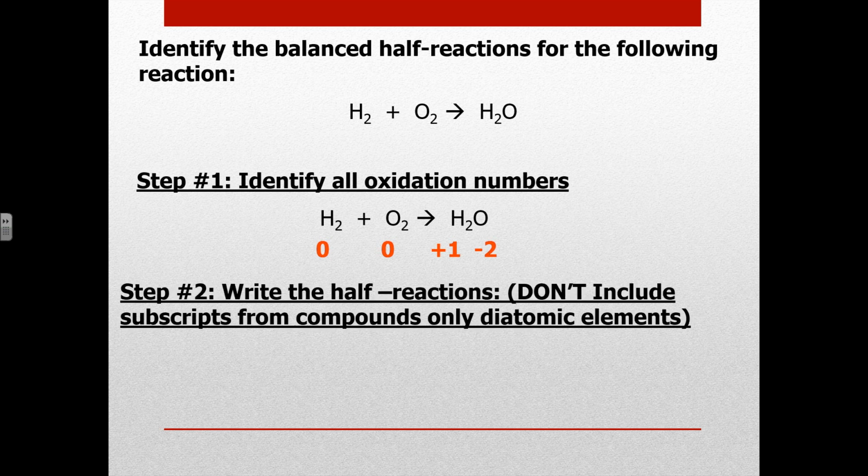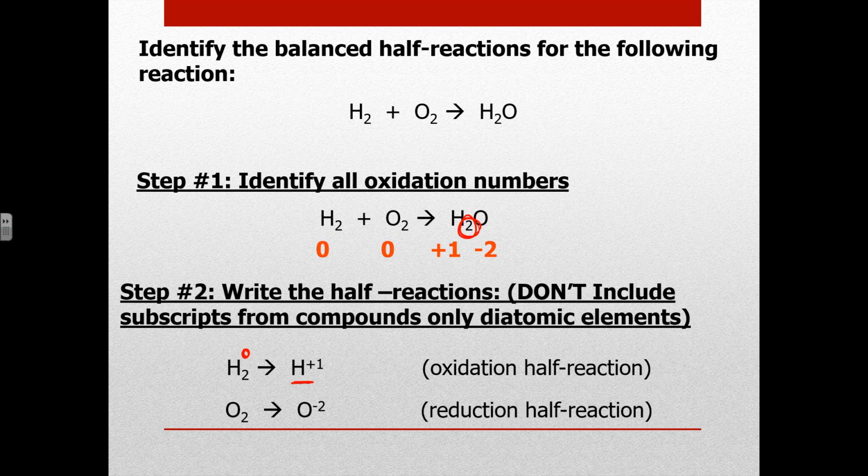Then you pull out your half reactions. Here, you usually don't include the subscripts on the compounds. Only if it's a diatomic do we include the subscript. So we would get H2 here, because it is diatomic with a charge of 0, going to H+1. Notice I left this 2 out.